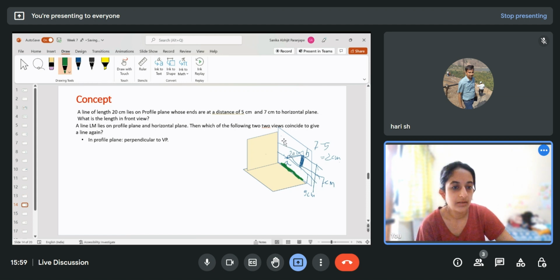So this is my profile plane, which I see side view. This is my front view on the vertical plane. This is my top view in the horizontal plane. So I will see the line in side view and top view. So the answer is side view and top view.